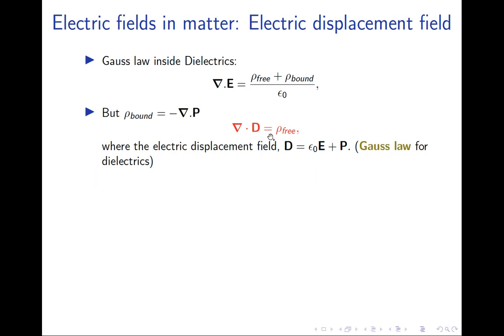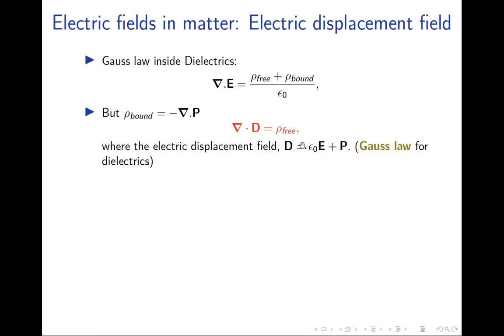Now E is unknown, D is also unknown, because D requires two new things, E and P. We cannot go inside and measure the polarization density either. So it seems like there are too many unknowns here right now.